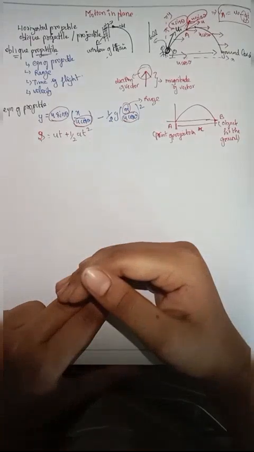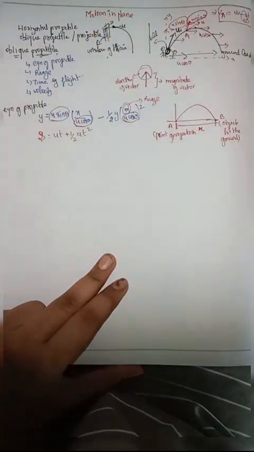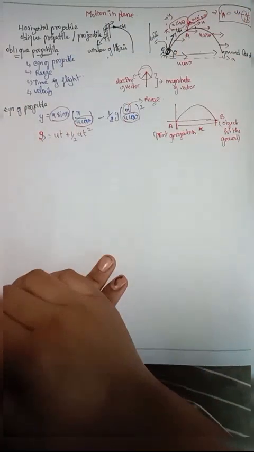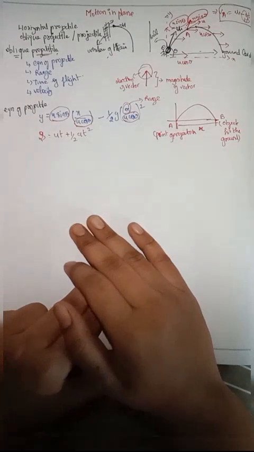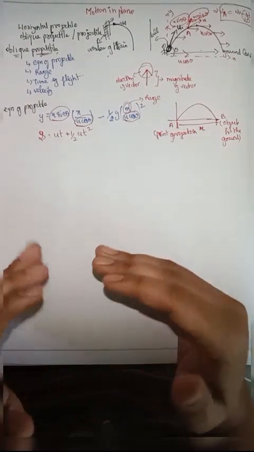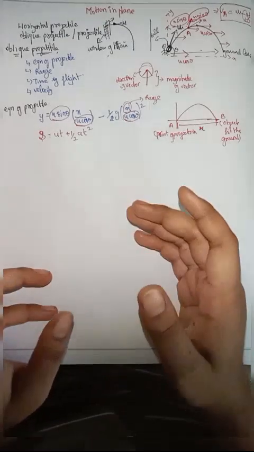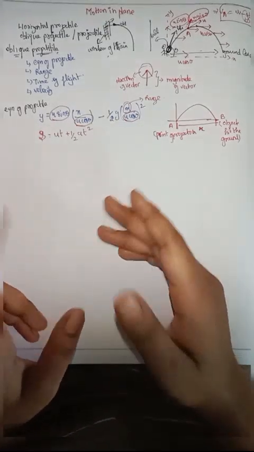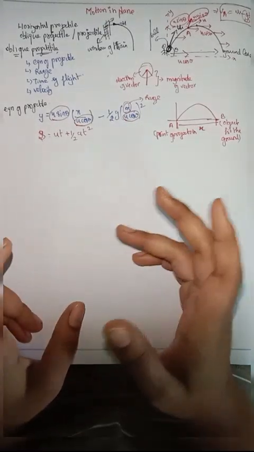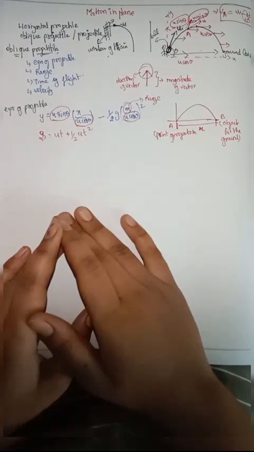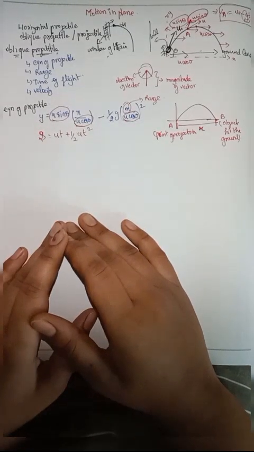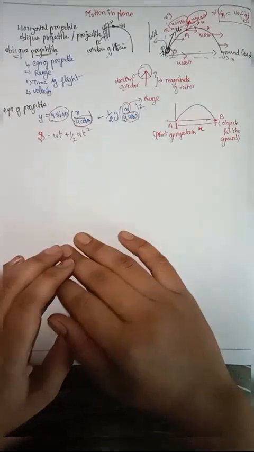If you are projecting an object from the ground level, the path the object follows and the motion the object takes, we can say is an oblique projectile. In oblique projectile, we are going to cover topics like equation of motion, range, time of flight, and velocity. These are the main concepts we are going to see in oblique projectile. First, we are moving on to projectile motion.